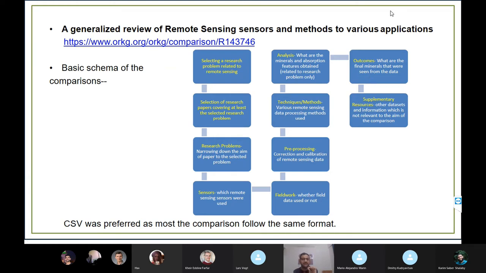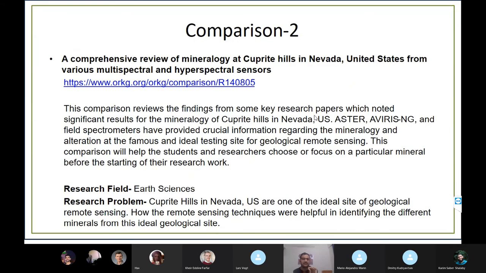Also, fieldwork information is given, and the outcomes and other information which can be useful to the reader or a third person, even though not necessary for my research work, are also included from some papers. So this was my first comparison.